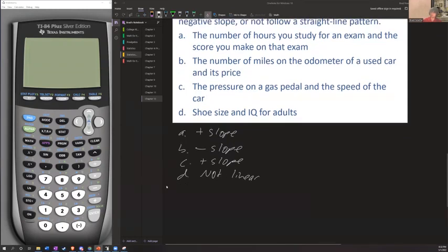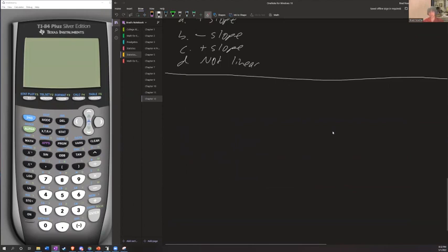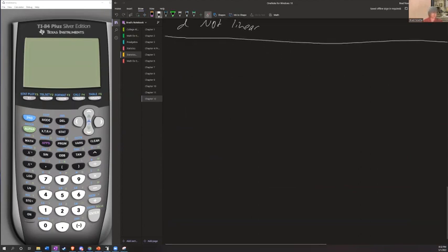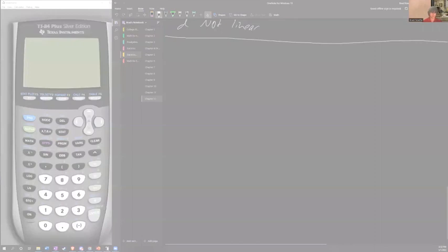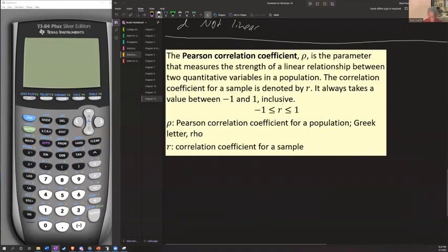Now, is there a way that we can mathematically determine correlation, or a metric that we can use to determine whether or not two different variables are correlated with one another? Well, by virtue of the question, I'm sure you could probably guess the answer. Answer is yes. We're going to be taking a look at this one here, which is called the Pearson correlation coefficient. This is known as rho. So this is the Greek letter rho. It is the parameter that measures the strength of a linear relationship between two quantitative variables in the population. The correlation coefficient for the sample is R.